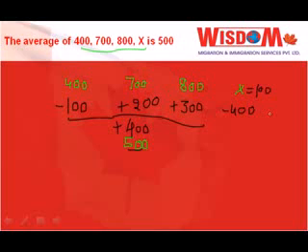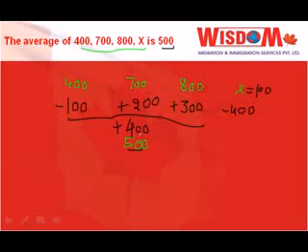So let's take a recap here. What we had to find out here is that the average was given to be 500, and these were the numbers 400, 700, 800 and x. Since 500 is the average, we found out the deviation of each number from 500. 400 gave a deviation of negative 100, 700 gave a deviation of positive 200, and 800 gave a deviation of positive 300. Now adding up all the deviations, we got positive 400.